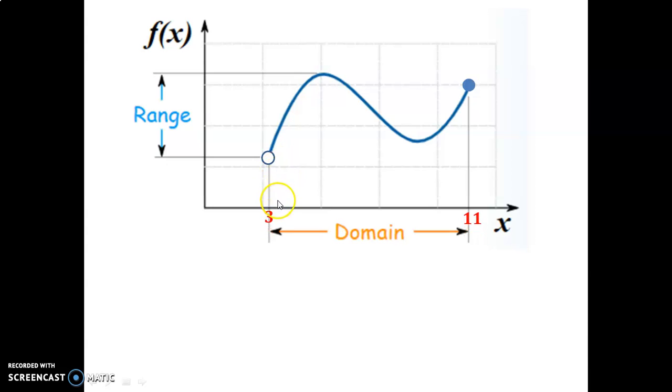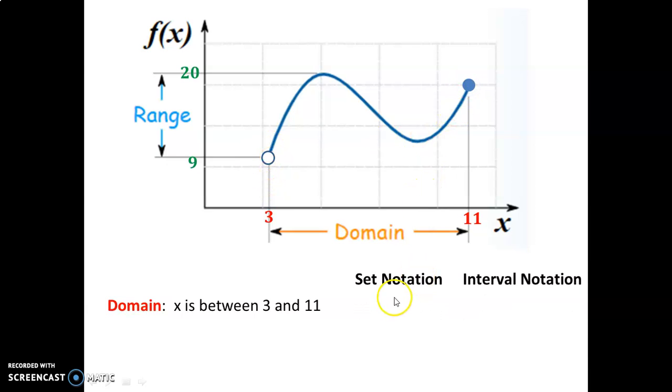So here, for the x values, let's say this was 3 and 11, and let's say on this axis we had 9 and 20. Then our domain would be all these numbers between 3 and 11. So for domain, we would say x is between 3 and 11. Of course, we can be more precise, because this open circle means not including 3, and this closed circle means including 11. So our domain in set notation could be like this: x values such that x is greater than 3 but less than or equal to 11. Notice the equal sign here because we have a closed circle, and notice no equal sign here because of the open circle. So basically x is between those values, but it includes 11. That's our domain, all those x values.